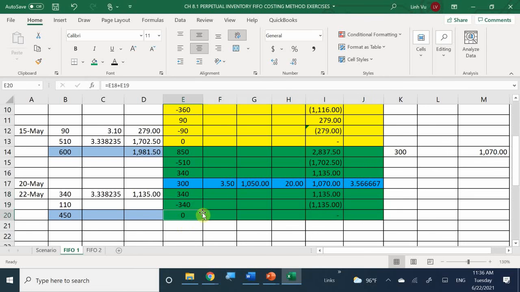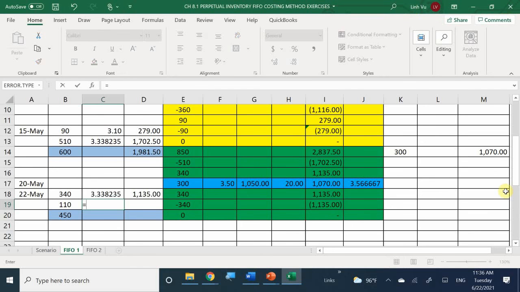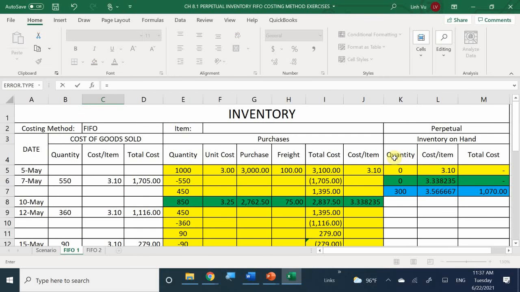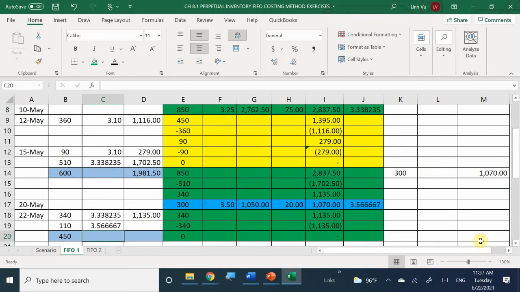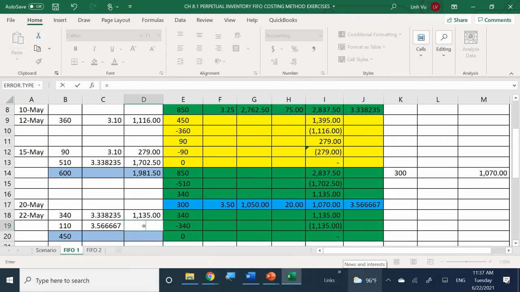Okay? So last but not least, we're only left with one batch remaining, and we need to take 110 out from it. So what is my cost per item for my blue batch? Good, 3.667. So in this case, I need to calculate this total amount. What is it going to cost me to sell 110 items at 3.56667?